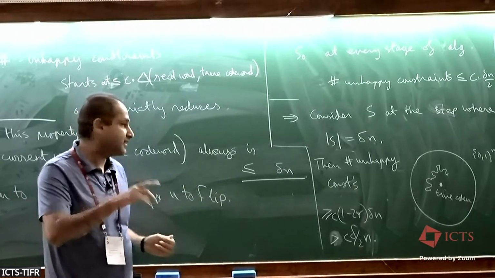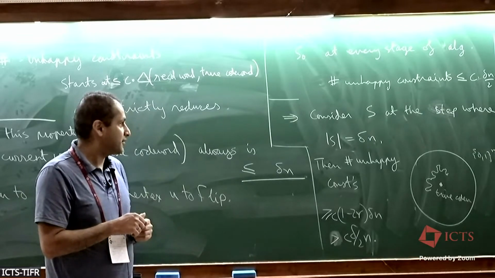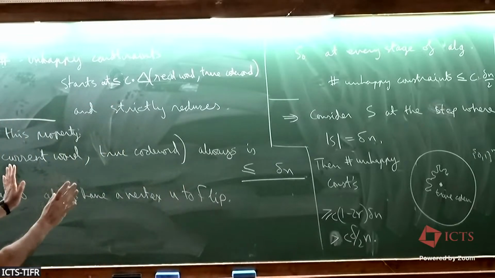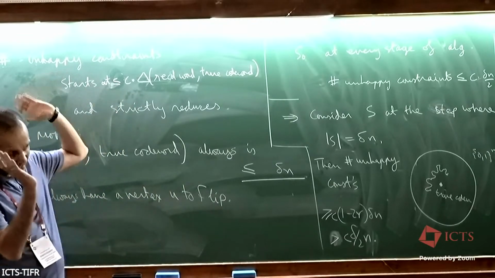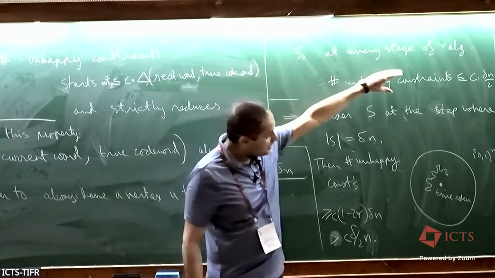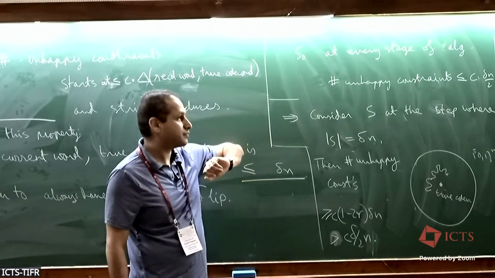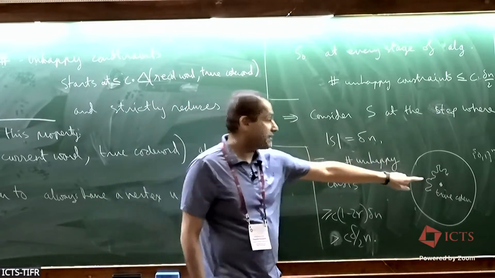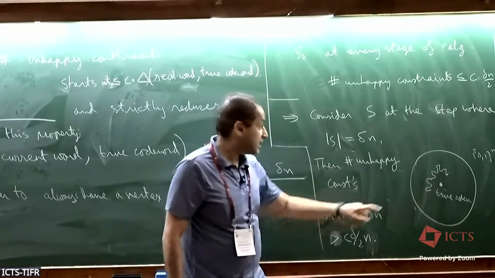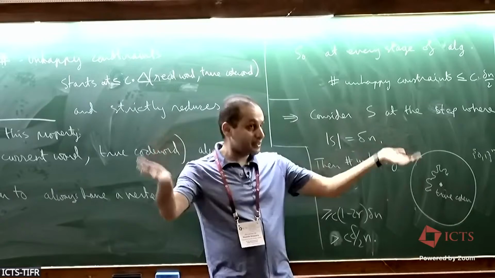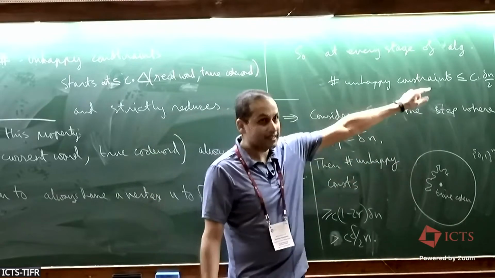In fact, okay, I want to ask a question, but let's resolve this first. Initially the number of unhappy constraints is something, and it only strictly reduces. Because it keeps strictly reducing, one way to show that we never go too far is to show that if you ever went far, on the way, you must have had a large number of unhappy constraints, more than this.